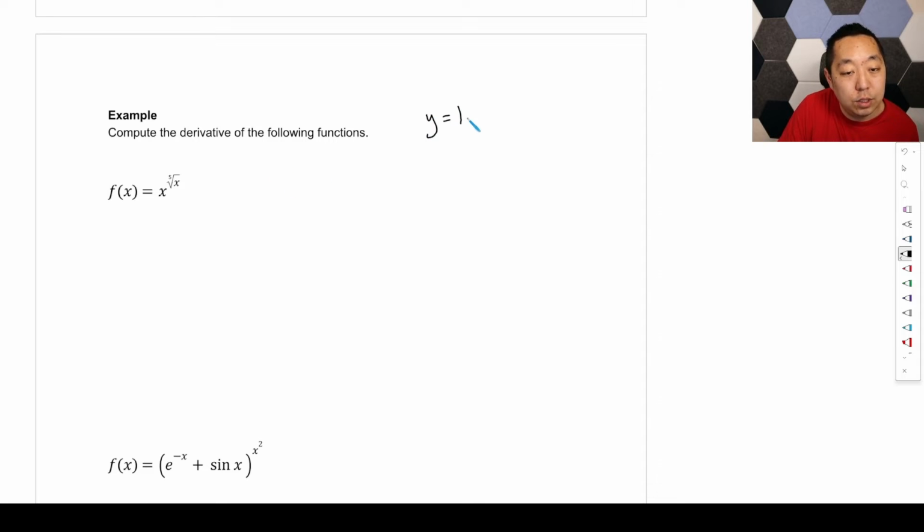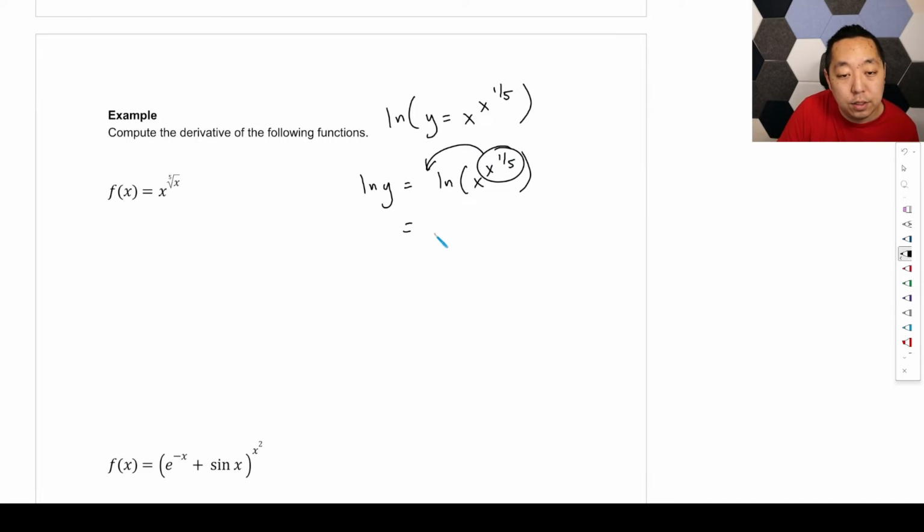So y equals x to the 1/5, by the way, so we can do power rule because that's the fifth root. Then you take the natural log of both sides, so you get ln of y is equal to ln of x to the 1/5. Now the advantage of the ln is the exponent gets to pop out in front: x to the 1/5 ln of x. Now we can take the derivative of both sides, because this I can do as product rule since I've popped that exponent out in front.